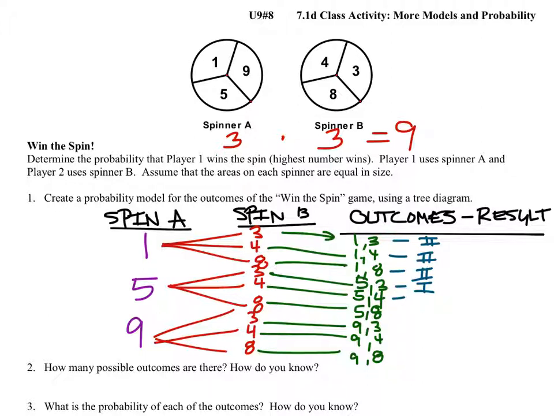If they spun a 5 and then a 4, that would be person 1. 5 and 8, person 2. 9 and 3, person 1. 9 and 4, person 1. 9 and 8, person 1.